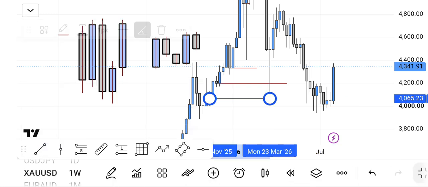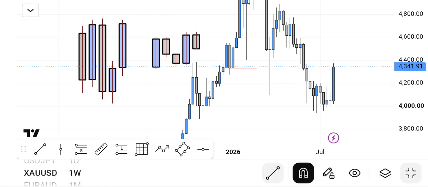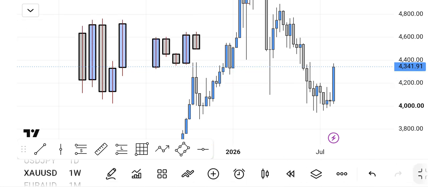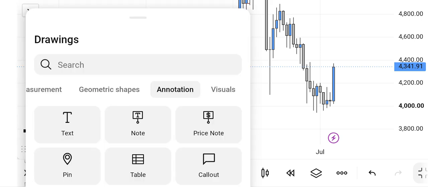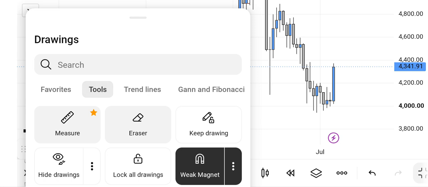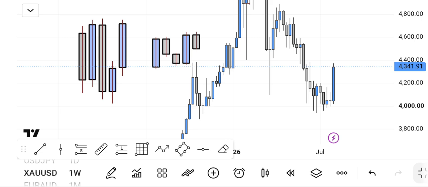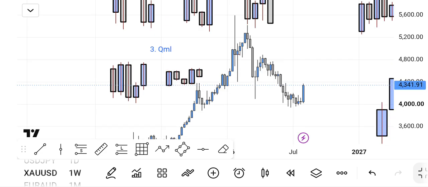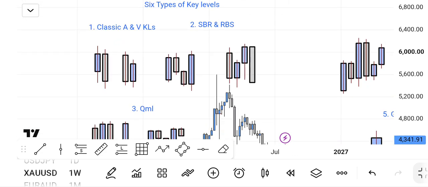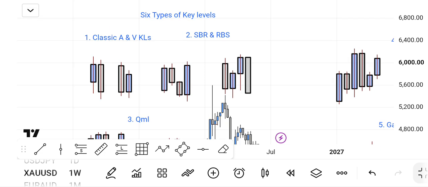So let's move on to other areas. Let me add it to my favorites so that I can quickly erase, teach and go on to the next stuff. So this is now called the RBS. The second type of key level is the RBS.